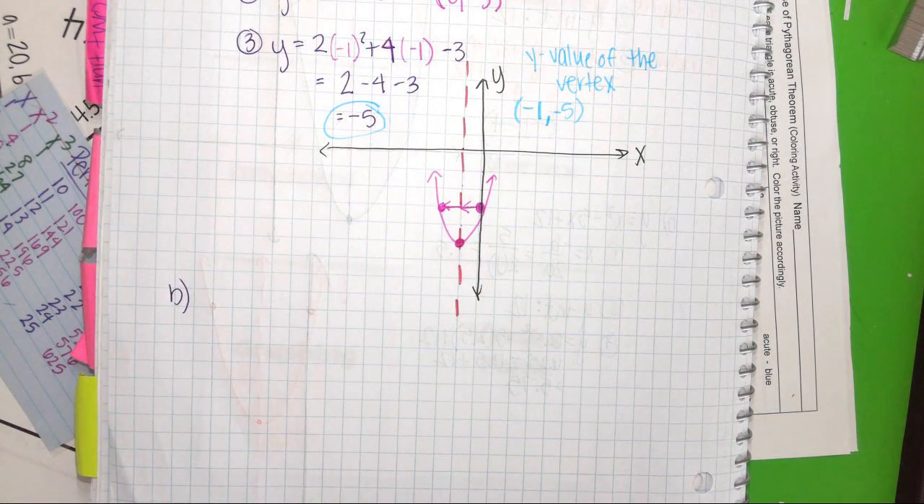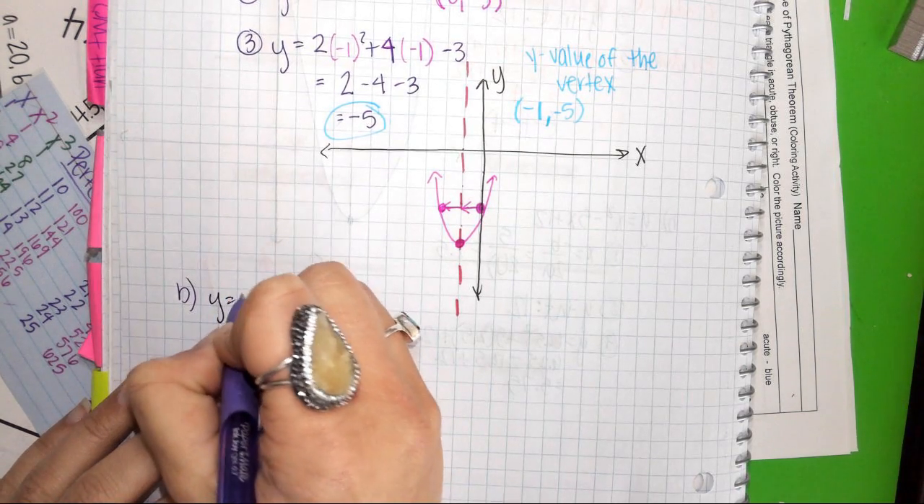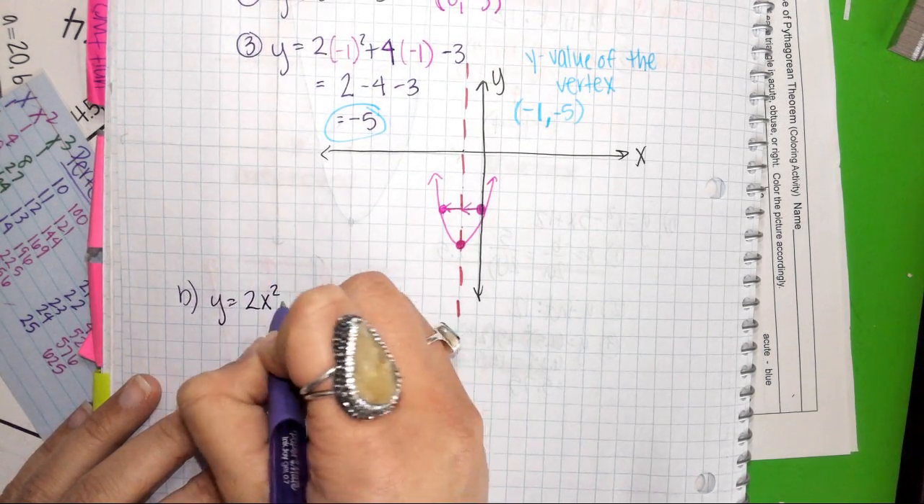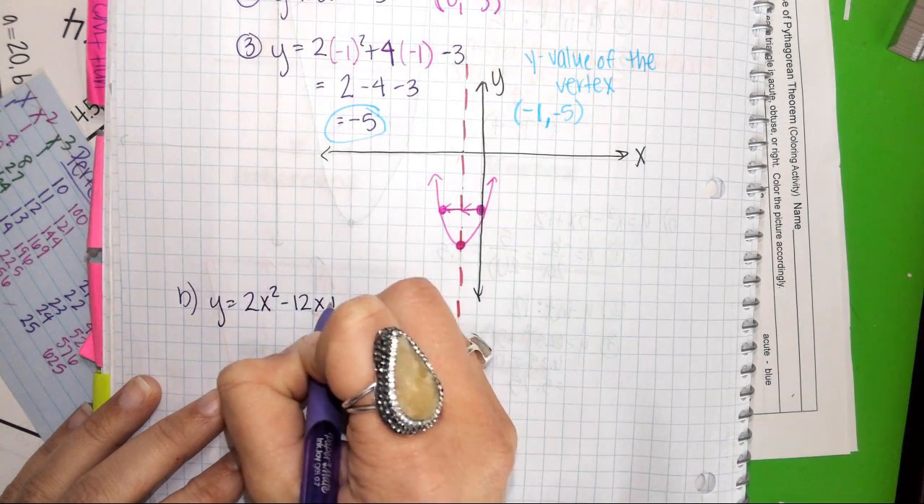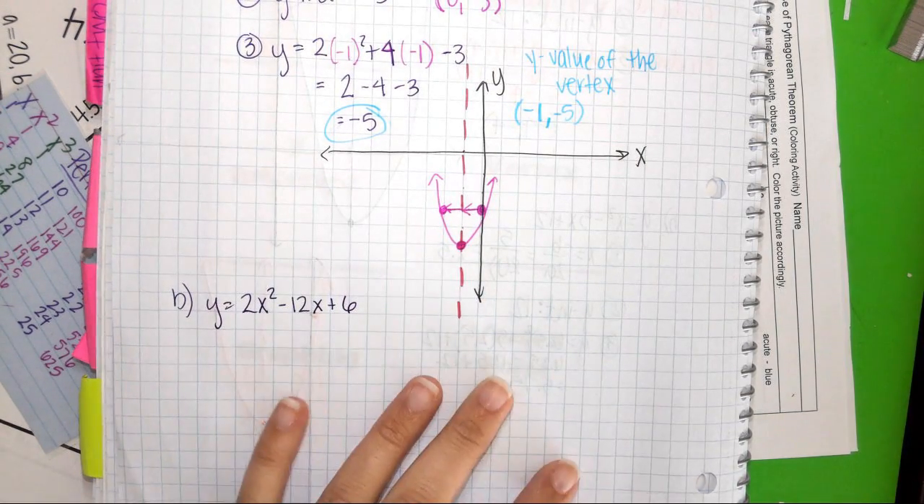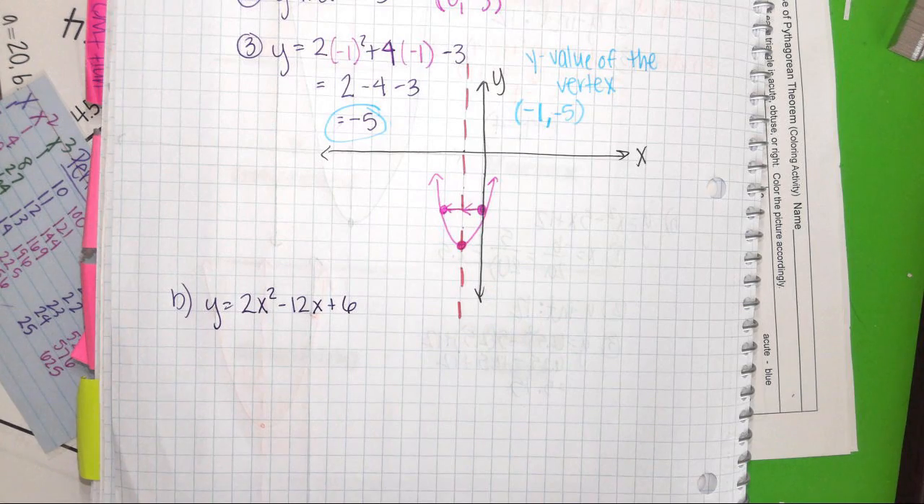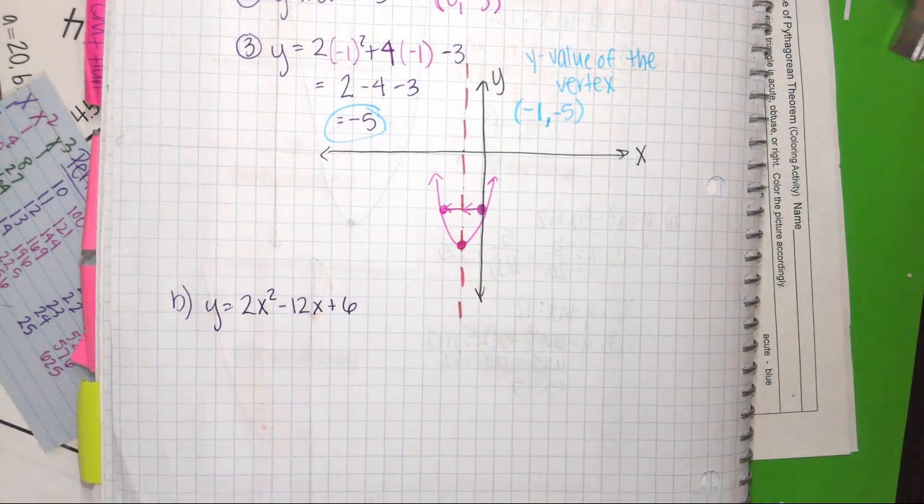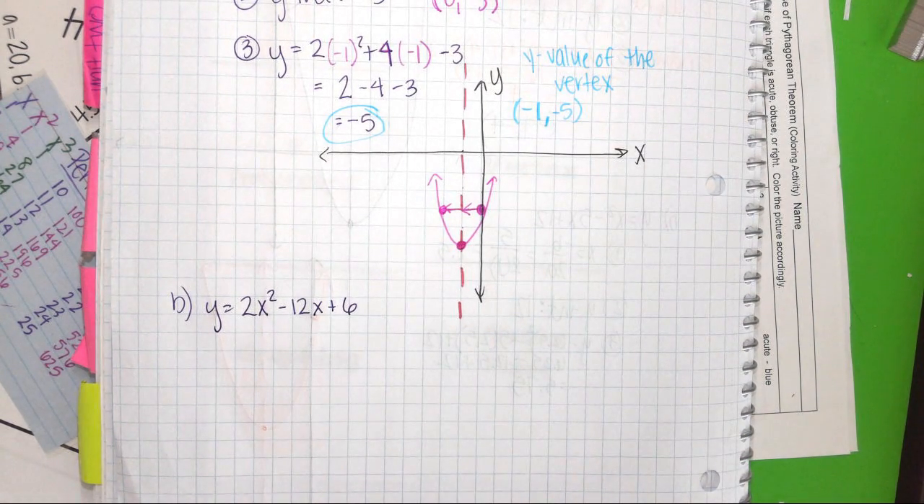Alright, let's try another one. Do y'all want to go crazy? Or... Okay, why are y'all being such babies? Loco, miss. Loco? Okay, see? Alright, y equals 2x squared minus 12x plus 6. I need my water.